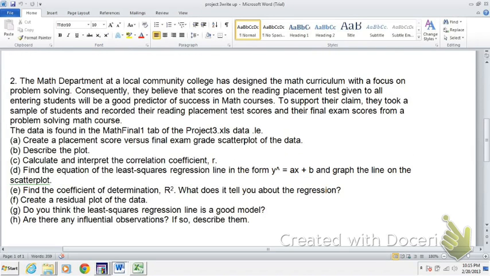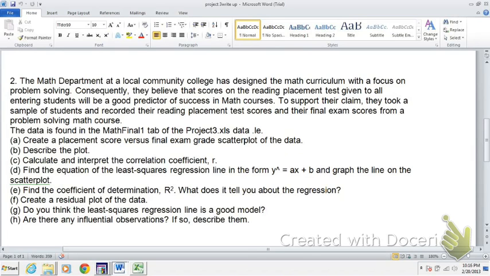Okay, so this is only a 2-problem lab, and you'll notice that number 2 is very similar in nature to everything we just did. It says the math department at a community college has designed math curriculum with a focus on problem solving. Consequently, they believe that scores on the reading placement test given to all entering students will be a good predictor of math success as well.